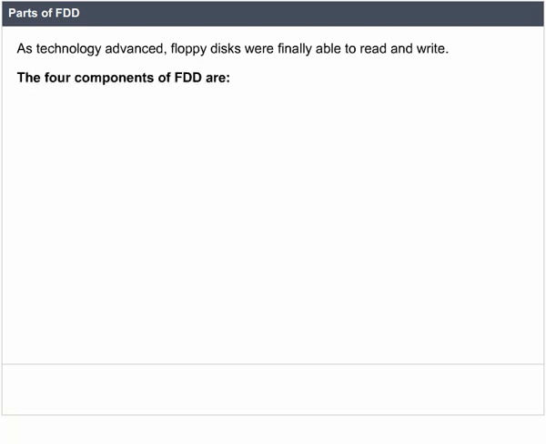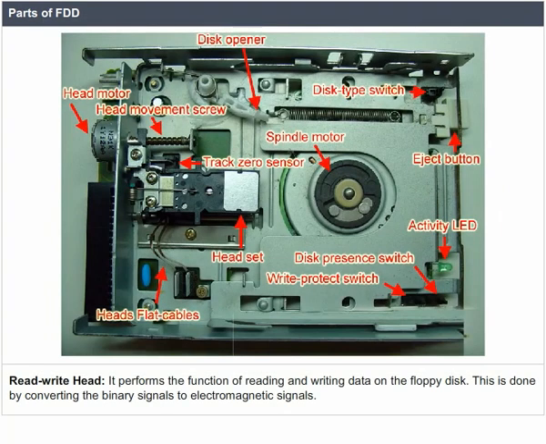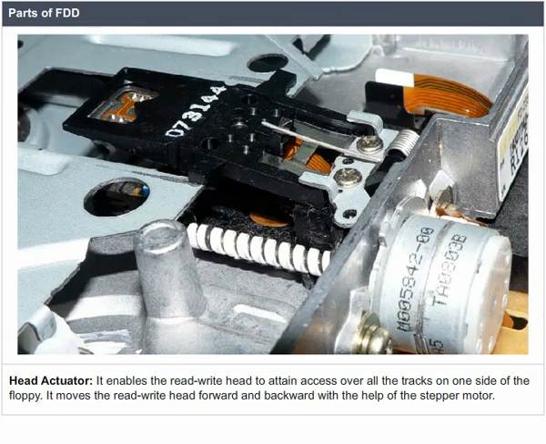The four components of FDD are the read-write head, head actuator, spindle motor, circuit board, and FDD controller. Read-write head. It performs the function of reading and writing data on the floppy disk. This is done by converting the binary signals to electromagnetic signals. Head actuator. It enables the read-write head to attain access over all the tracks on one side of the floppy. It moves the read-write head forward and backward with the help of the stepper motor.